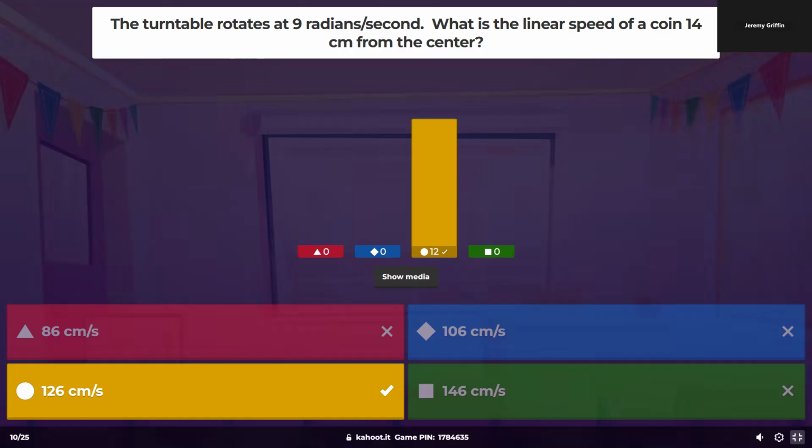Oh yeah. All right, so you go with that. You go from angular to linear motion.